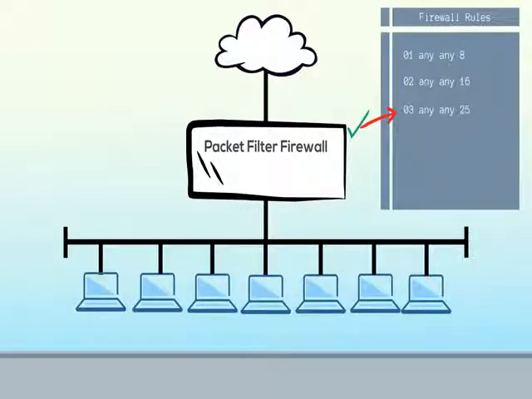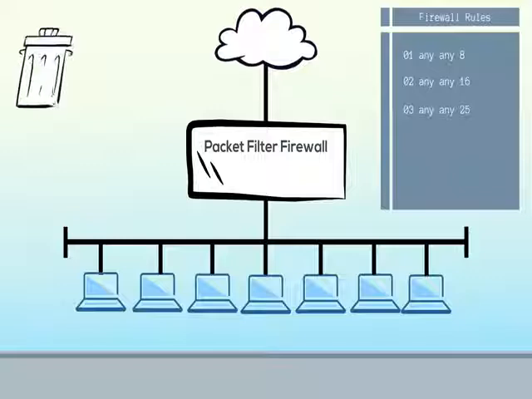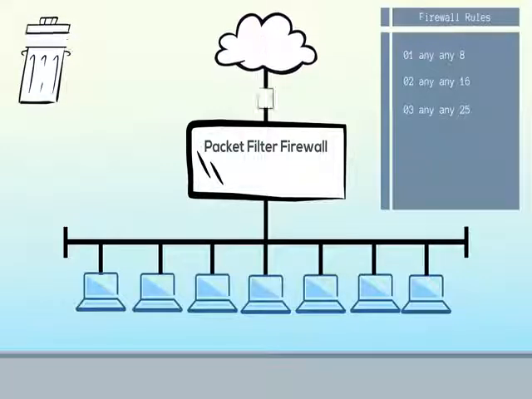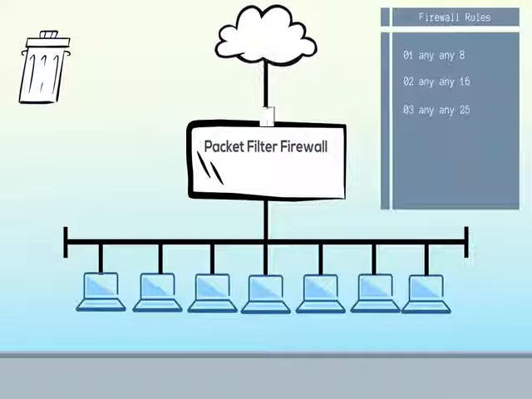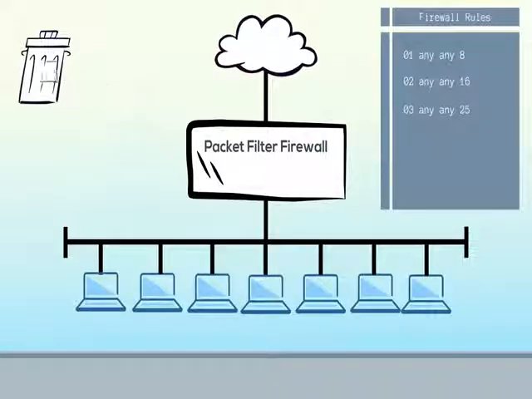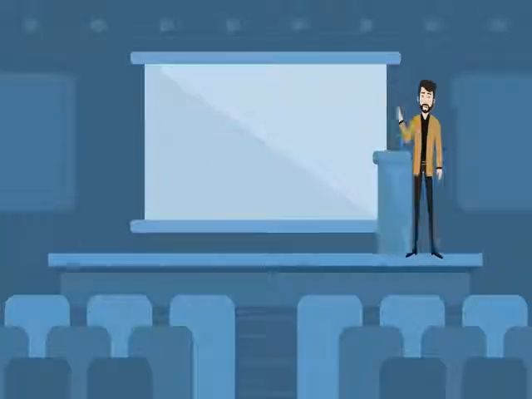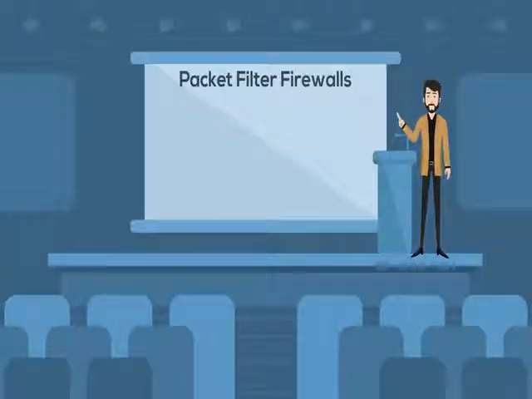If it didn't, it would either be silently dropped or blocked with a special message being sent back to the sender, indicating that their traffic was blocked. In general, these early packet filter firewalls were very simple and blocked all traffic by default, except for packets that matched one or more rules. Packet filter firewalls worked as planned, but they had a few drawbacks.